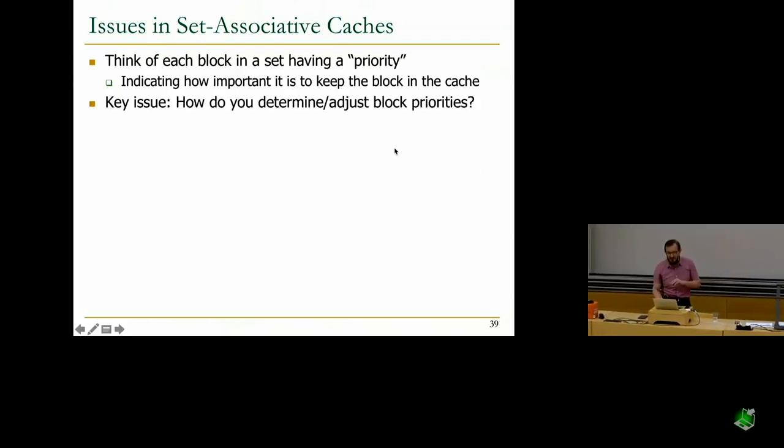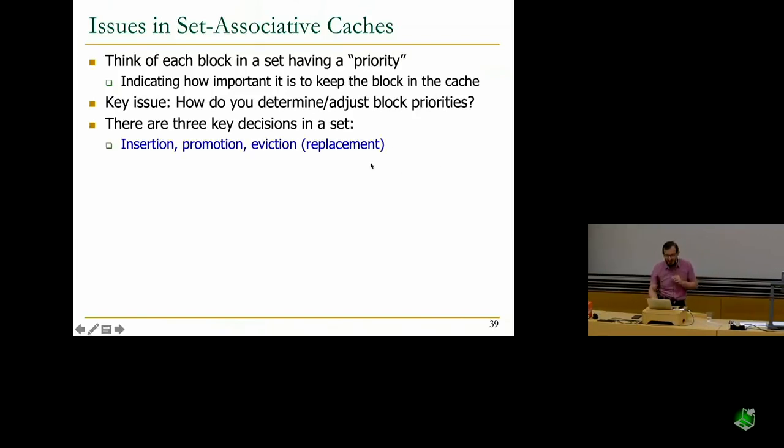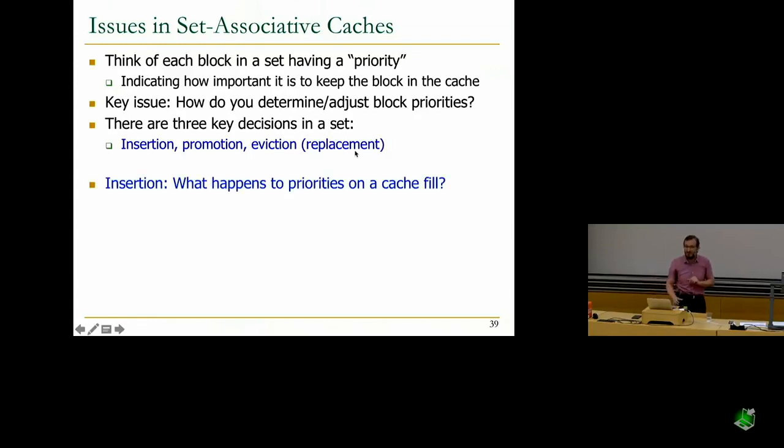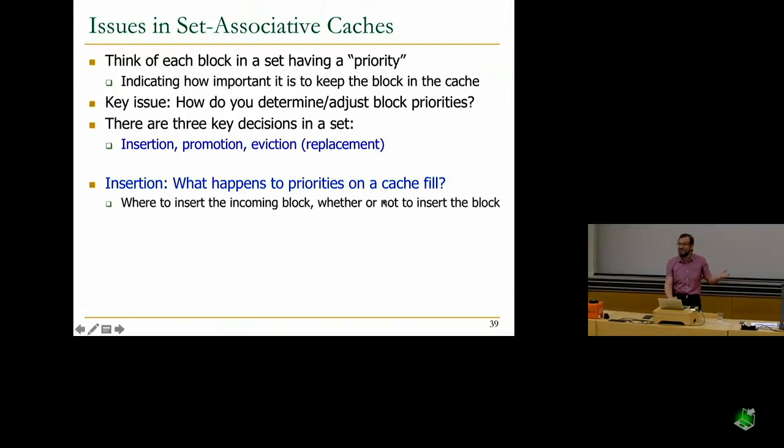The key issue is how do you determine or adjust the block priorities? So we're going to add some bookkeeping information to the tag store now. There are three key decisions you need to make in a set: insertion, promotion, and eviction, or replacement. Insertion means what happens to the priorities when you put a block into the set. How do you change the priorities? Where do you insert the incoming block? Whether or not to insert the block.